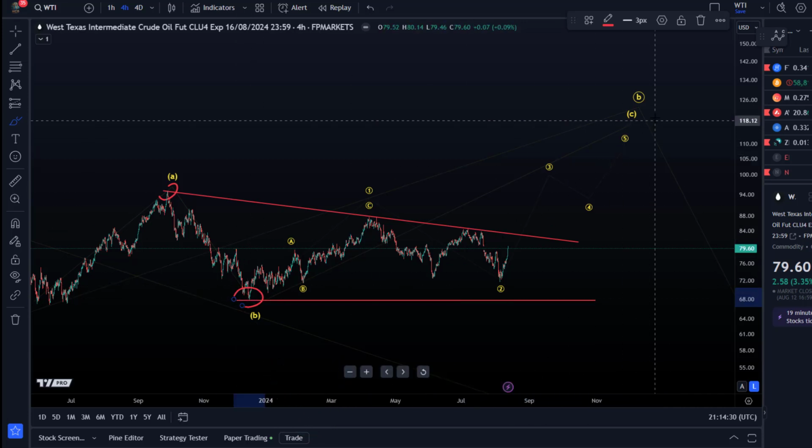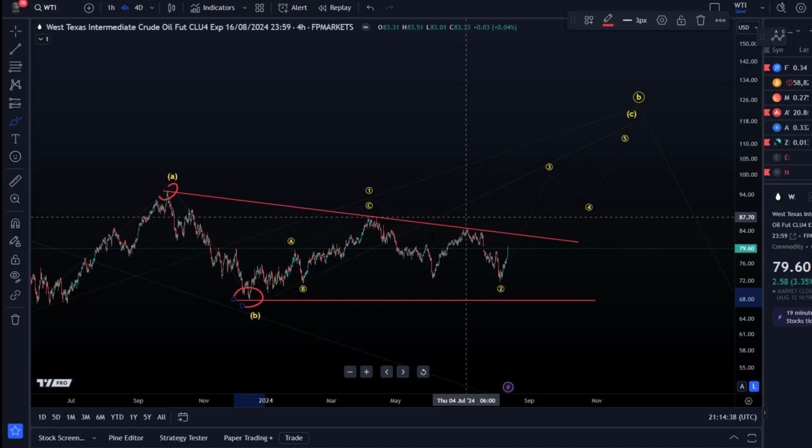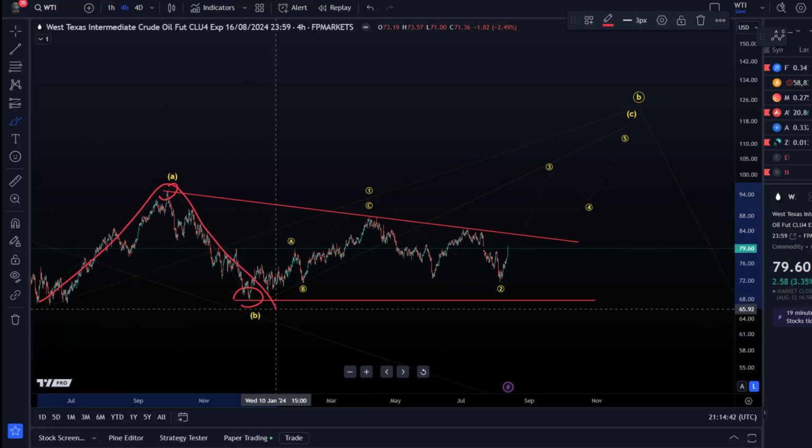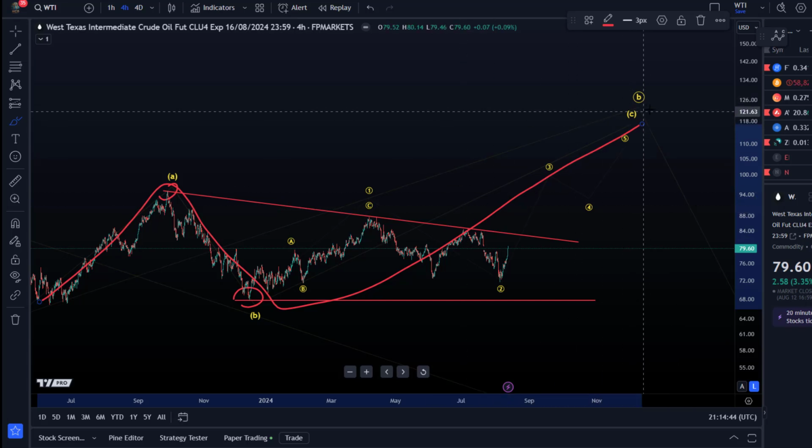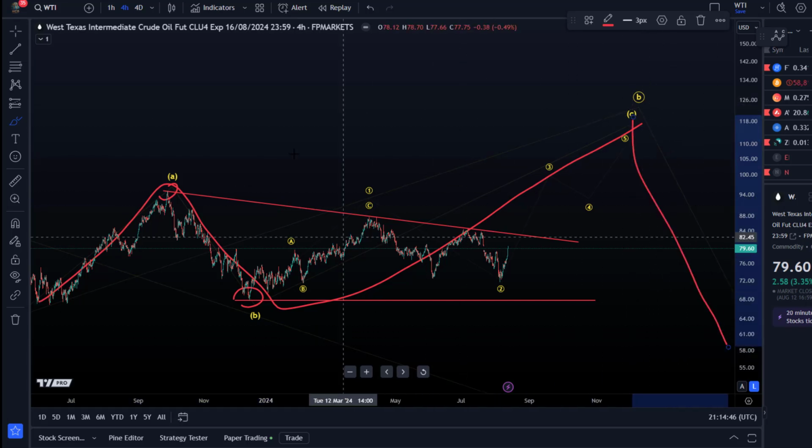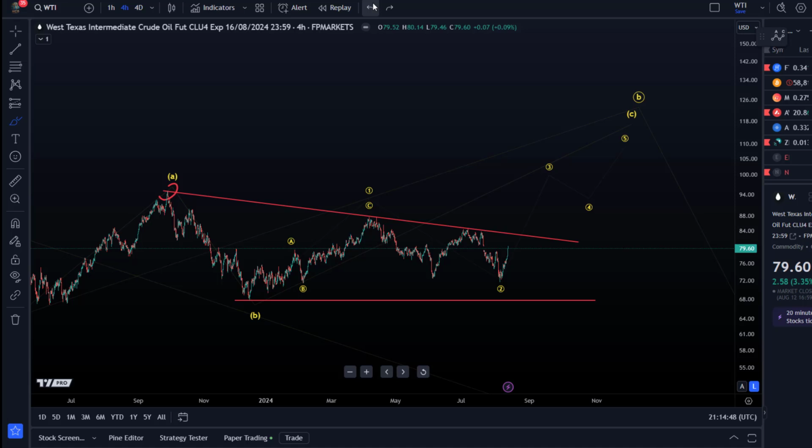We're now working on an ending diagonal in wave C of B, and this could turn into an overshooting B wave. And again, it consists of an A, B, C structure. And then from there, we could break down completely. This is currently the perspective. We are only moving in corrective structures, as I said.